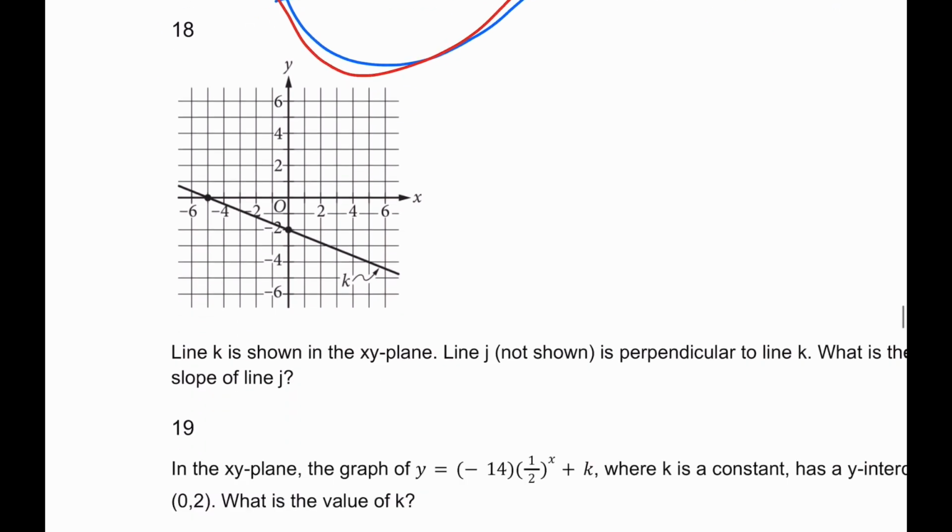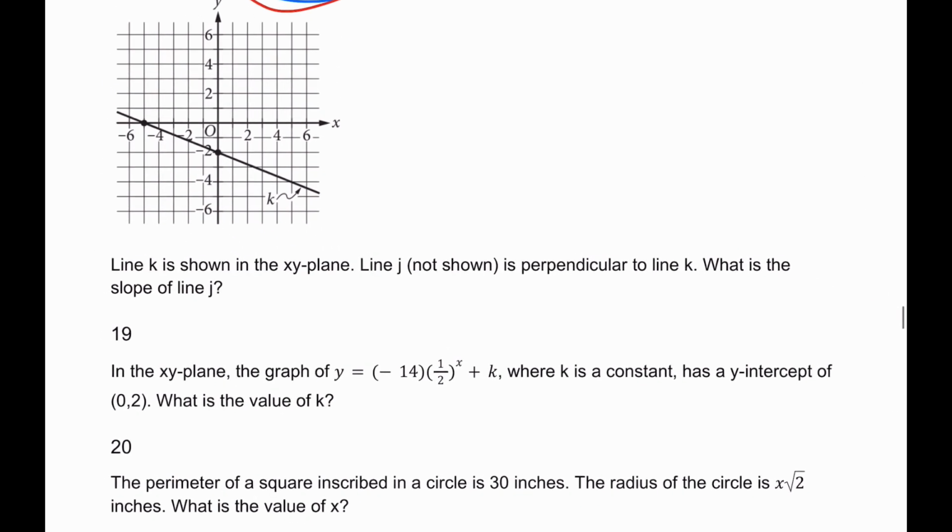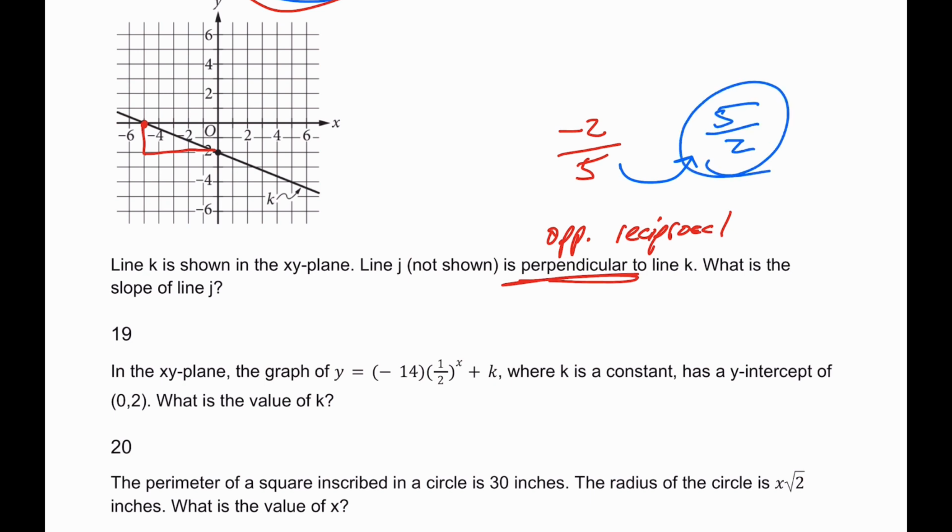Let's keep going. Just the last two questions here. It says, line K is shown as perpendicular. Perpendicular just means opposite and reciprocal. In which case, if this slope, take a look, it's going down 2 over 5. Again, down 2 over 5 is the rise over the run. If that's negative 2/5, what's opposite and reciprocal of that? 5/2. Done.